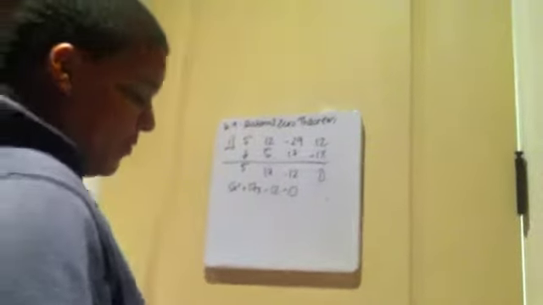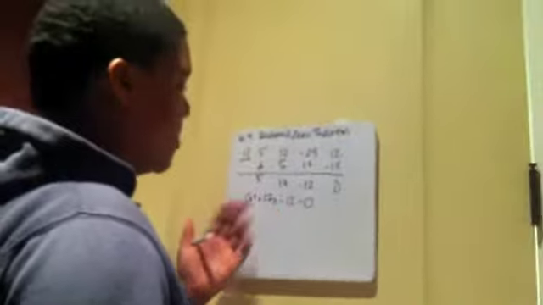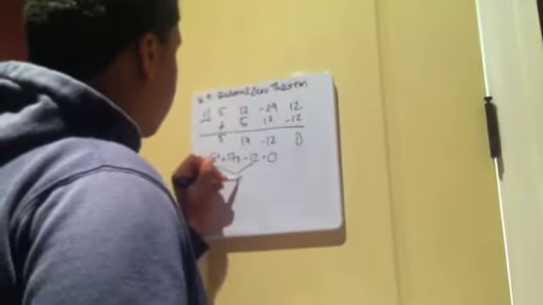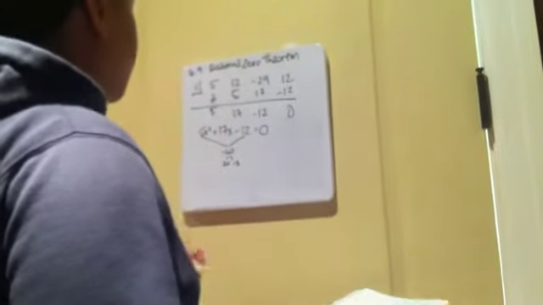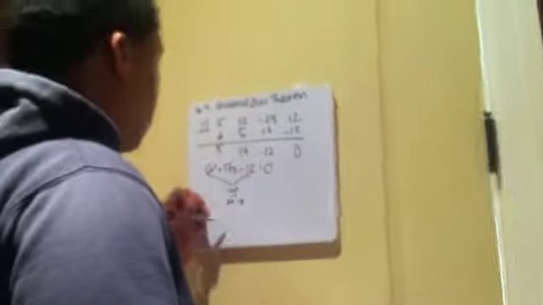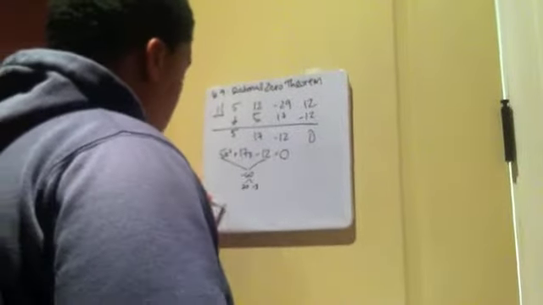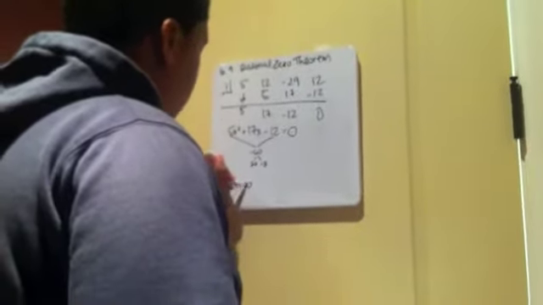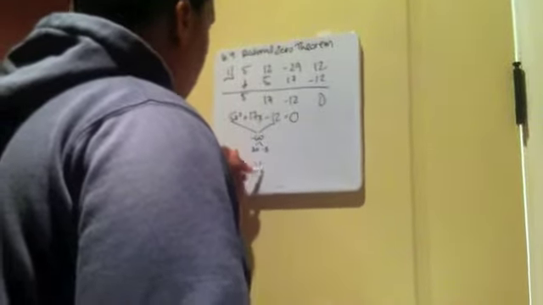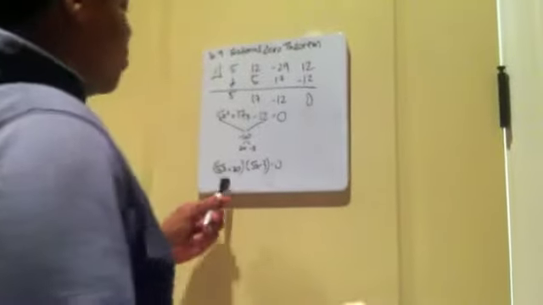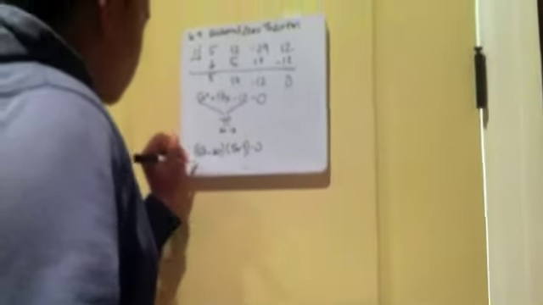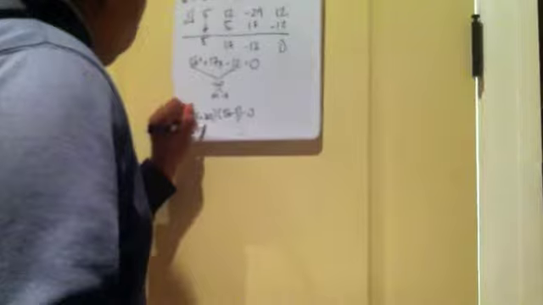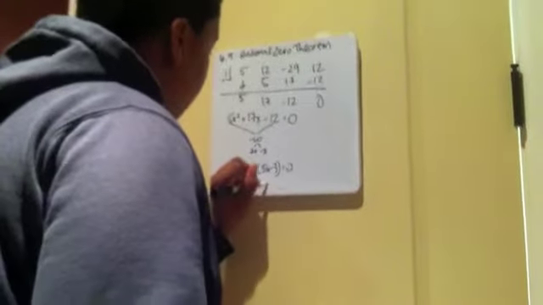And now you just factor. No factors of 12 can make 17, so multiply negative 12 and 5, you'll get negative 60, and 20 and negative 3 are the factors that can equal 17. So now, write out 5x plus 20, and 5x minus 3 equals 0. You can reduce 5x plus 20 to x plus 4, and 5x minus 3 will stay the same.